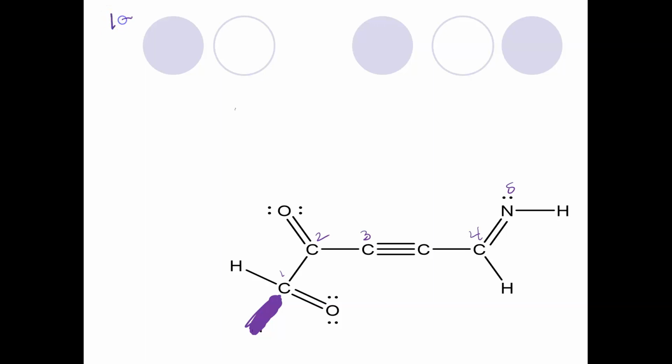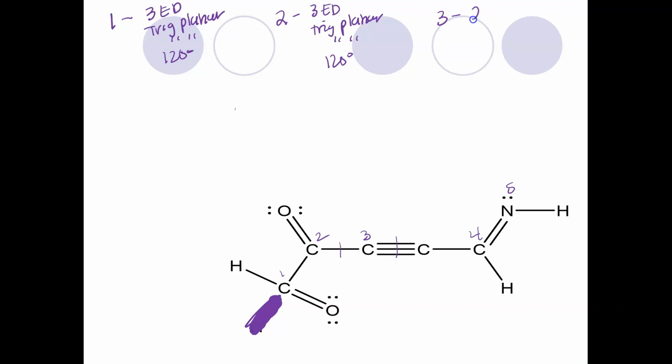So carbon 1, this one, with the purple being gone, has 3 electron domains, trigonal planar electron domain geometry, trigonal planar molecular shape, 120 degree bond angle. Carbon number 2 is actually exactly the same. 3 electron domains, trigonal planar electron domain geometry, trigonal planar molecular shape, 120 degree bond angle. Carbon number 3 has 2 electron domains. So it's got a linear electron domain geometry and a linear molecular shape, and 180 degrees is the bond angle.